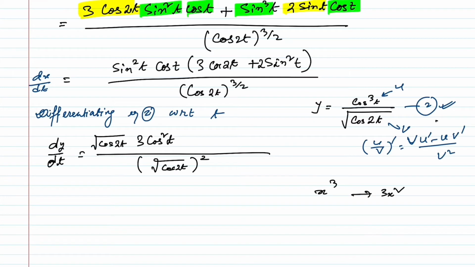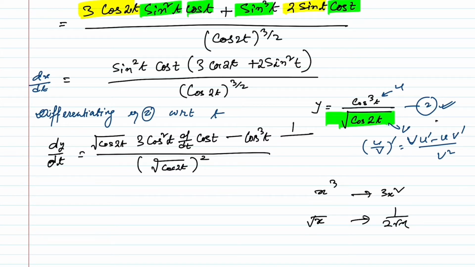Then again you have to differentiate cos t. So minus the numerator, which is cos cube t, and differentiate the denominator. If you differentiate root over cos 2t, we know the derivative of root over x is 1 by 2 root x, isn't it? So according to that, it should be 1 by 2 root over cos 2t. Again you should differentiate root over cos 2t.